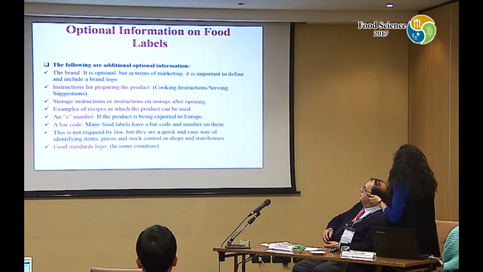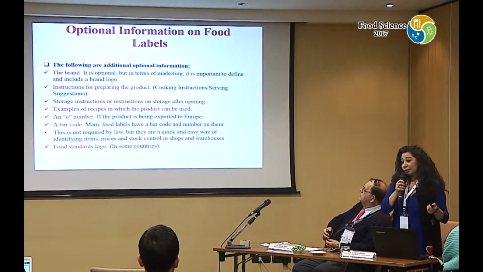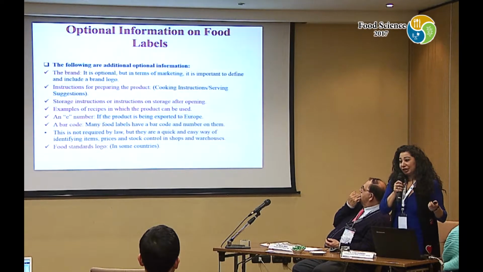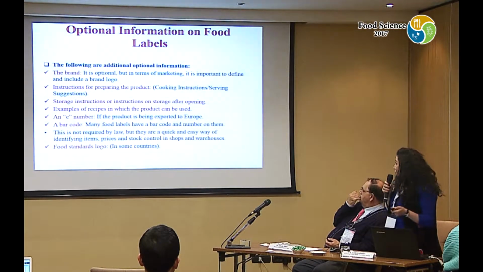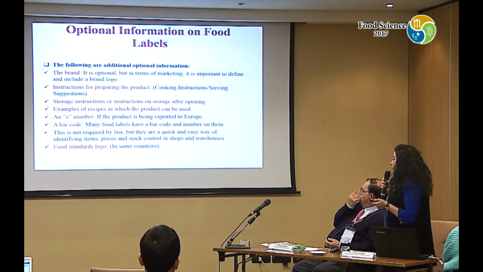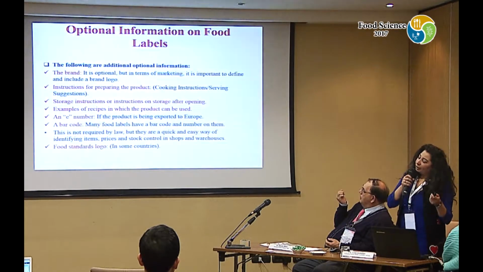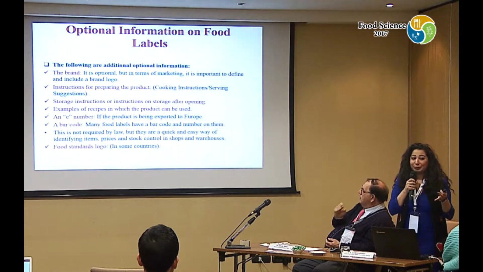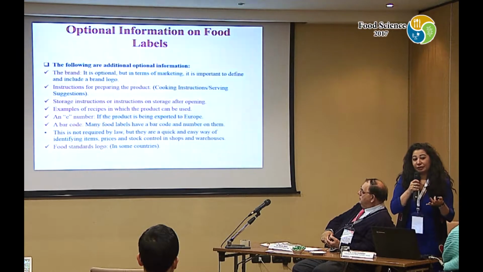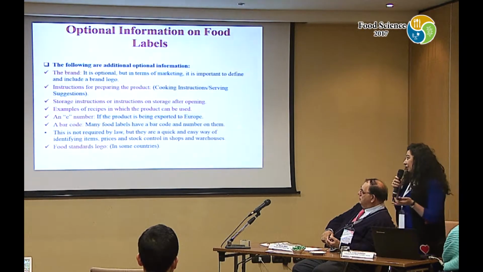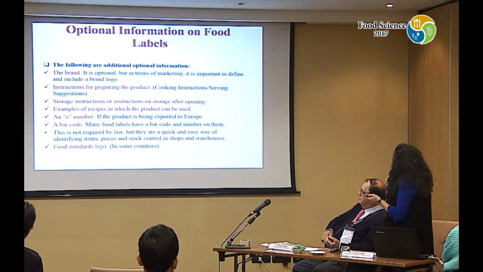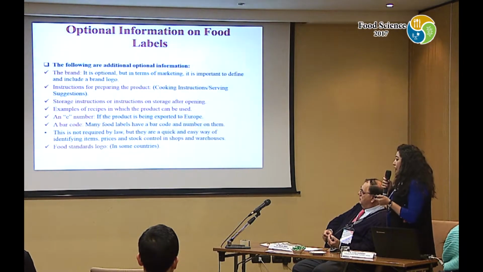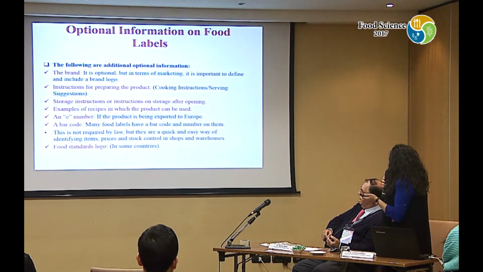Optional information on food labels. Of course, we need to have a brand because we want to sell more. We just want the people to identify our brand to see what's going on. Then we have instructions for preparing the product. Sometimes we can see that, of course, it is heated at this temperature, prepared, blended with some other products. Maybe some companies want to sell more of the other products, so they say you can mix it with this ingredient or the other from our company too. So we just have other ideas. Storage instructions or instructions on storage after opening, how to store it, like in refrigerators or leave it open, whatever it has to be.